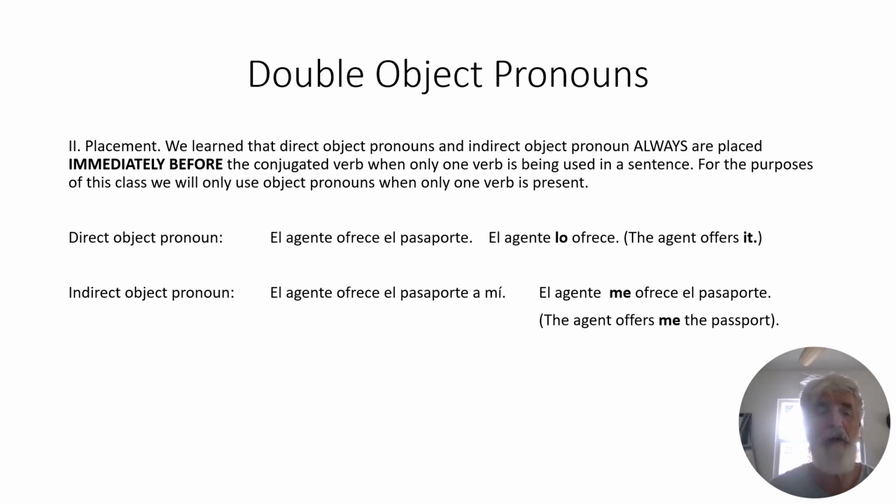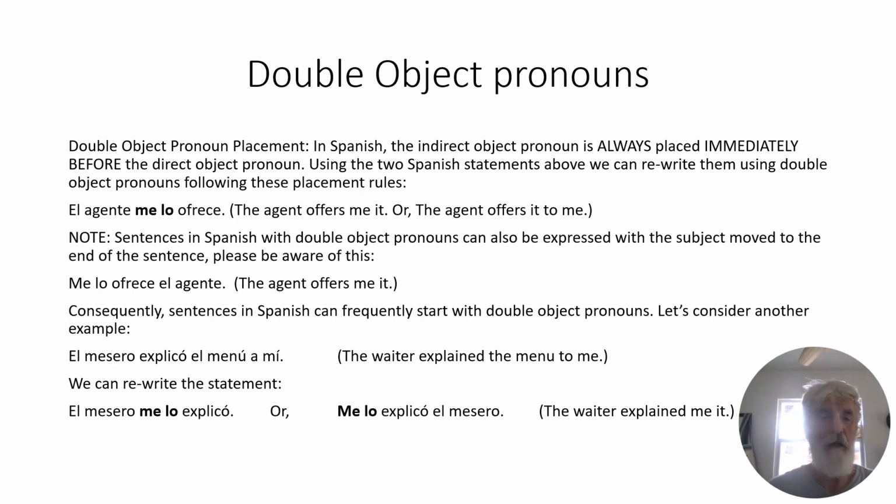So let's take a look at the direct object pronoun. El agente ofrece el pasaporte. So it says the agent offers the passport. Now we want to get rid of the passport, the direct object, and put in the direct object pronoun. El pasaporte is masculine and singular, so the way we say it now is lo. Where do we put the lo or the direct object pronoun? It always comes before the conjugated verb. El agente lo ofrece. Everybody see that? In English, we would put it after the verb. In Spanish, we put it before. Okay, and the same with the indirect object pronoun.